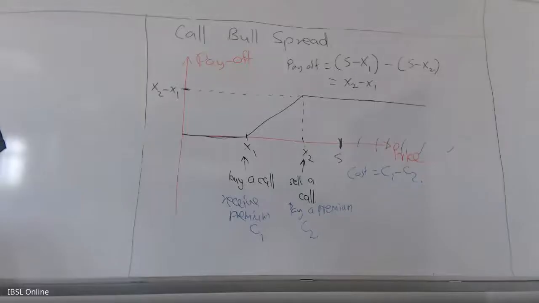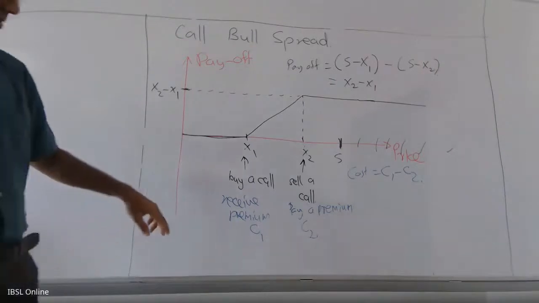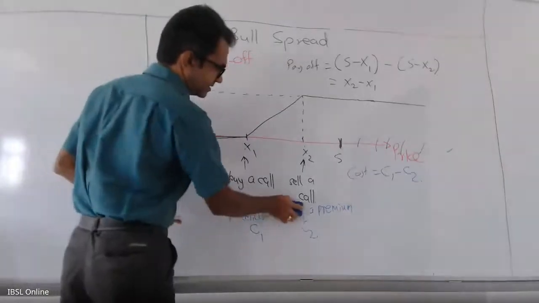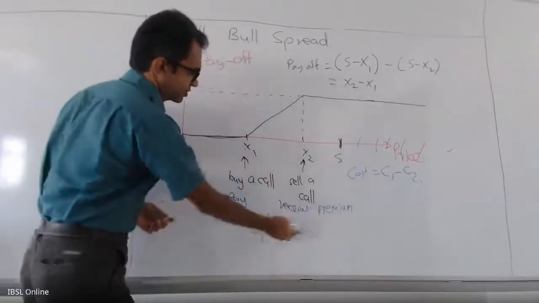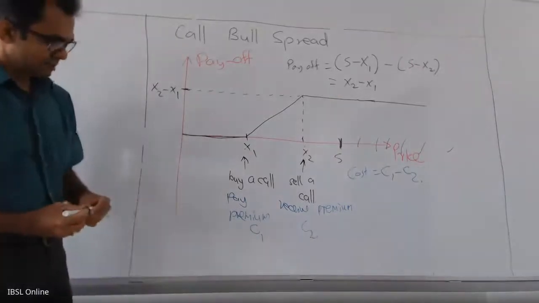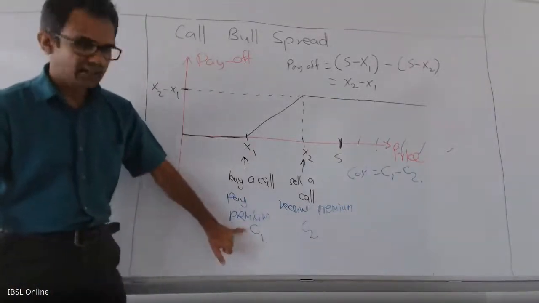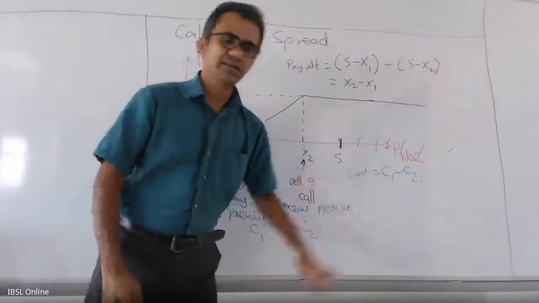The premium is like, we buy a call option. We have to pay the premium. When you buy a call option, you have to pay the premium. Sorry, yes. This is you pay the premium. Here you receive the premium. So the cost would be C1 minus C2 because C1 is higher than C2.